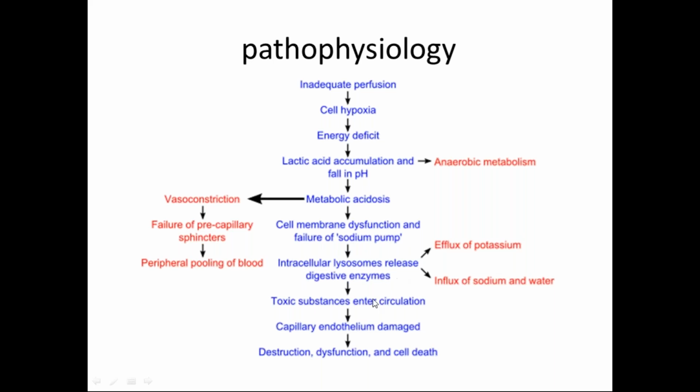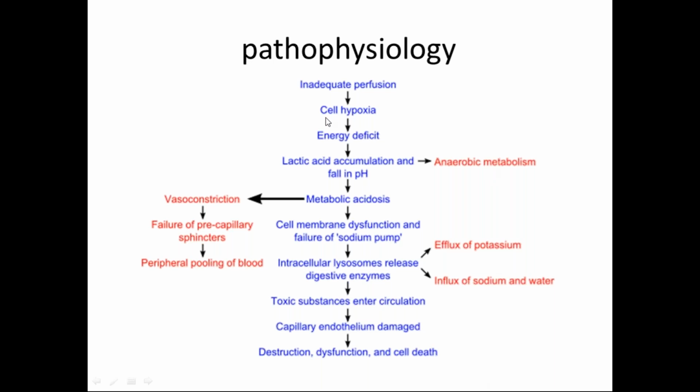Intracellular lysosomes release digestive enzymes. These digestive enzymes will cause efflux of potassium and influx of sodium and water. So these toxic substances enter the circulation. Then the capillary endothelium gets damaged, leading to destruction, dysfunction, and cell death. This is nothing but the pathophysiology of shock.